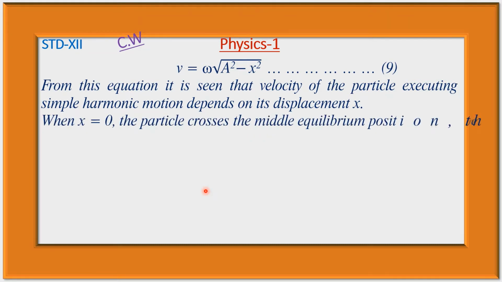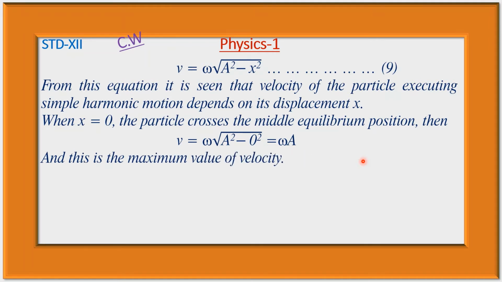When x is equal to 0, the particle crosses the middle equilibrium position. So, we can write this equation v is equal to omega root over a square minus 0 square. This is equal to omega a, and this is the maximum value of velocity. We will get the maximum value of v at the equilibrium position, when x is equal to 0. Therefore, v max, that is maximum velocity, is equal to omega a.